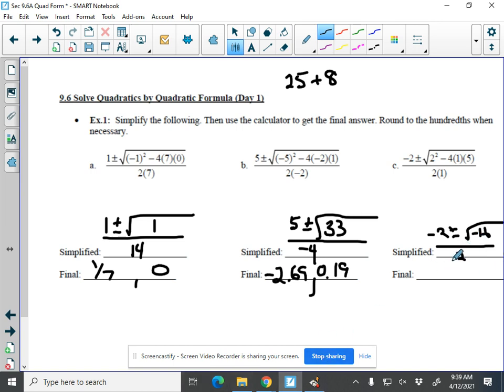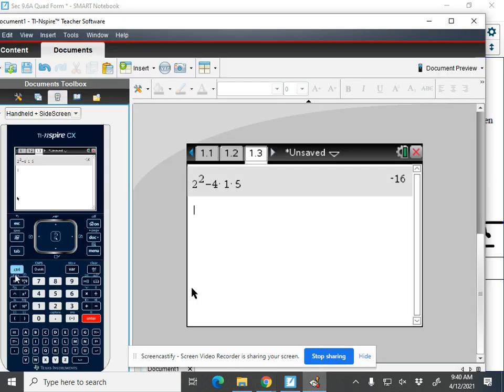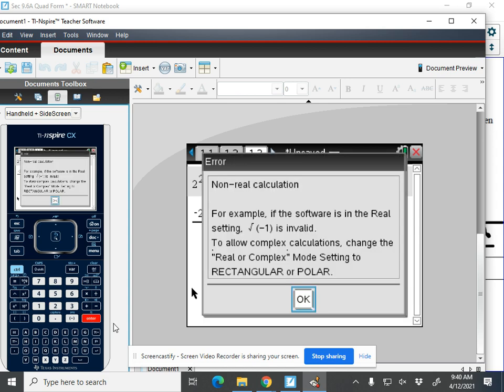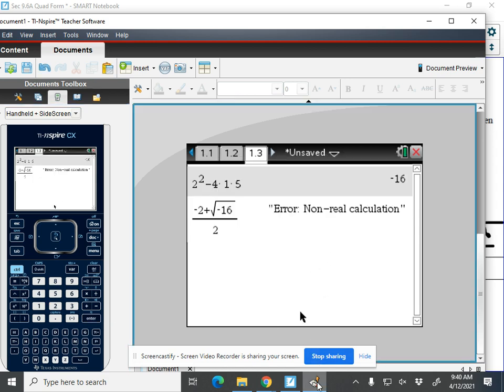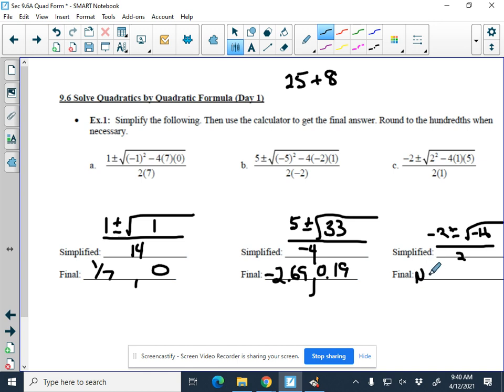Can you take the square root of a negative number? So what do you think this is going to end up being? No solution, but we'll make sure. So we'll go control divide, and we'll go negative 2 plus the square root of negative 16 over 2. It says no real solution. And we understand why, because you can't take the square root of a negative. So this problem is no solution.